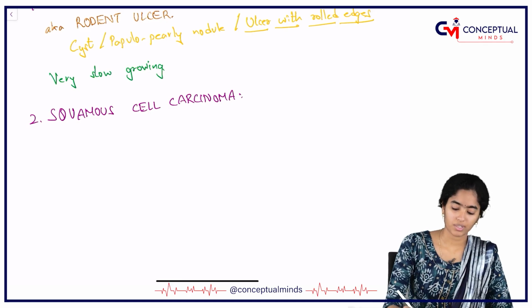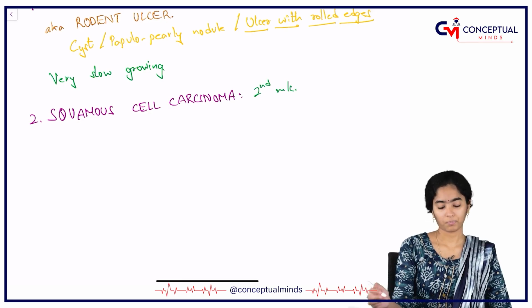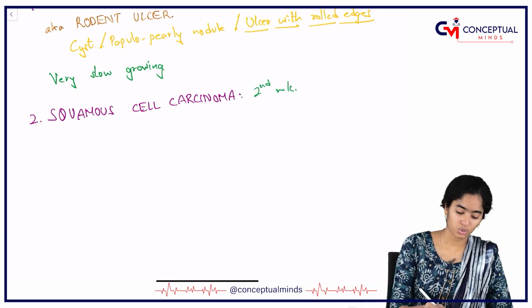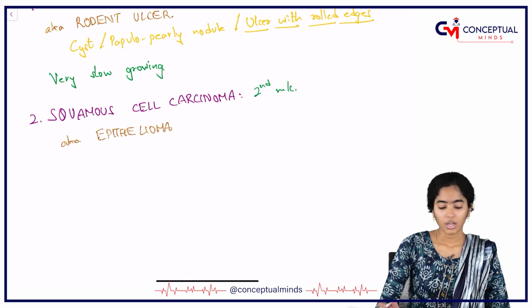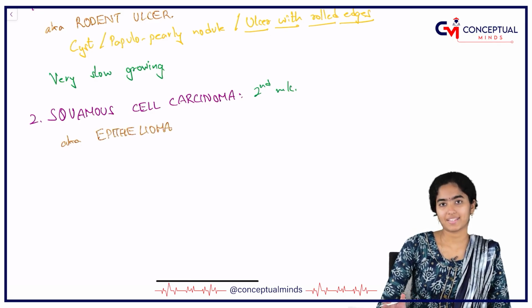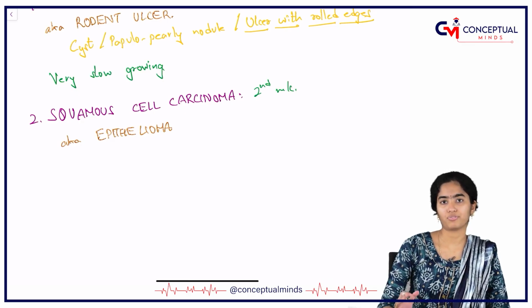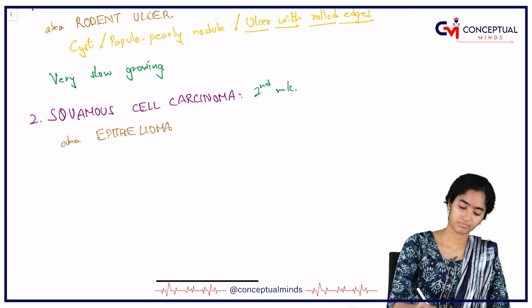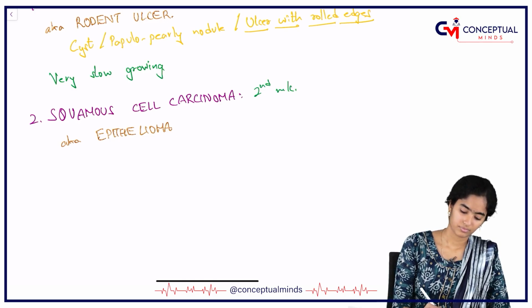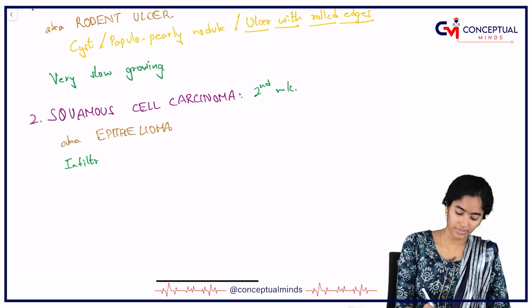Squamous cell carcinoma is second most common after basal cell carcinoma. Now this squamous cell carcinoma is also known as epithelioma. This also affects both males and females equally and the age group is 40 to 60. This occurs as an infiltrating nodule.